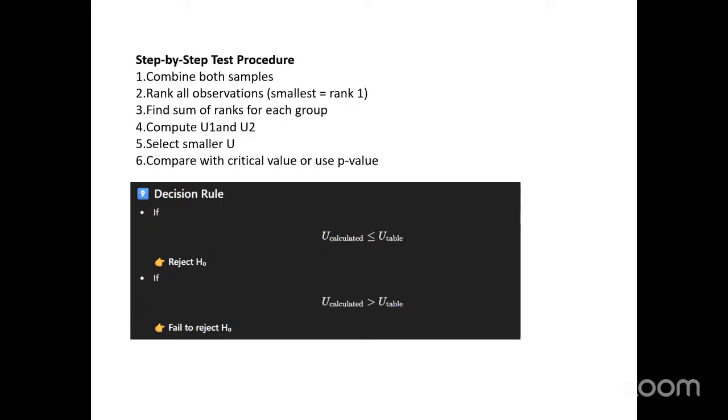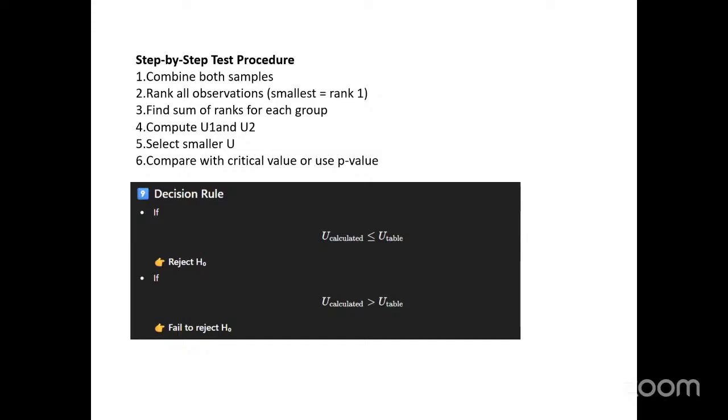So, what are the steps? What is the test procedure we need? First, we have already considered the hypothesis. Now our next goal is to combine all the data and rank them. Take all the data points from both groups, put them in a single list and order them from smallest to largest. Assign rank 1 to the smallest, 2 to the next, and so on. To handle tie cases, I have already discussed the tie case in the previous lecture. You have to give the average rank.